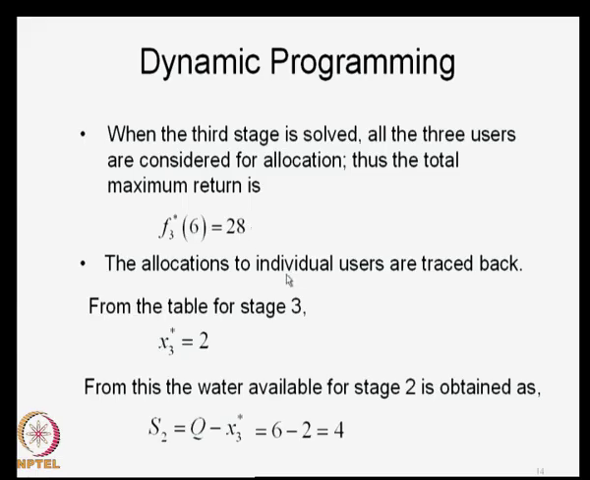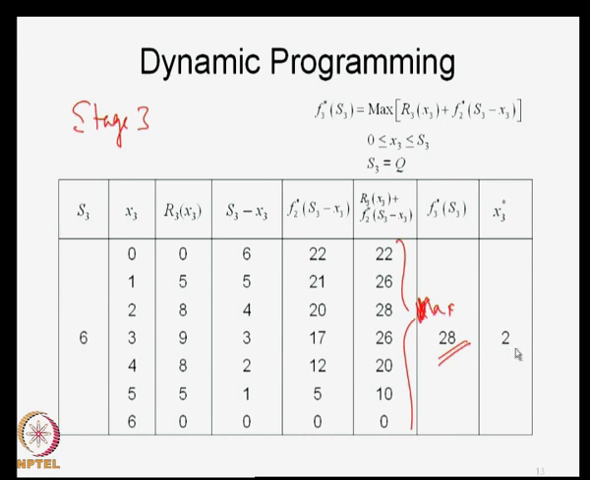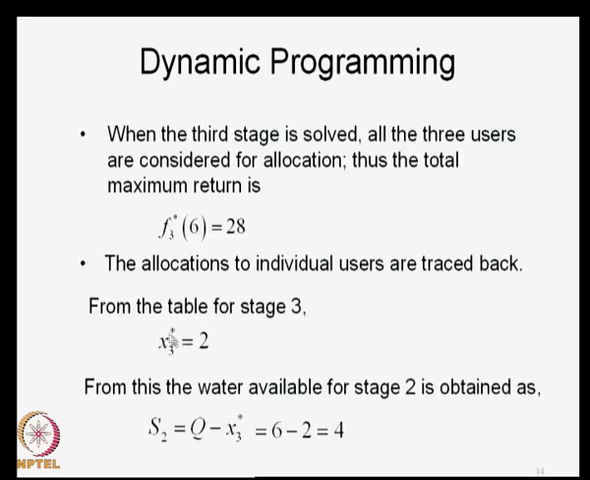Now, starting with this, we need to trace back. So, just understand how we trace back. 6 is available for allocation to all the 3 users, and this table says you allocate 2 to user number 3. So, how much are we left? 6 minus 2, which is equal to 4 units to be allocated to the other 2 users together, that is user number 1 and user number 2 together.